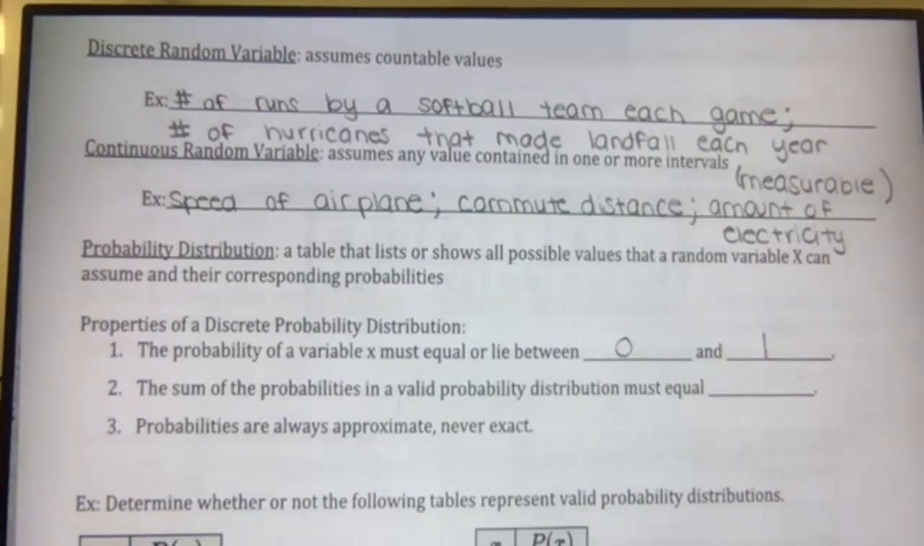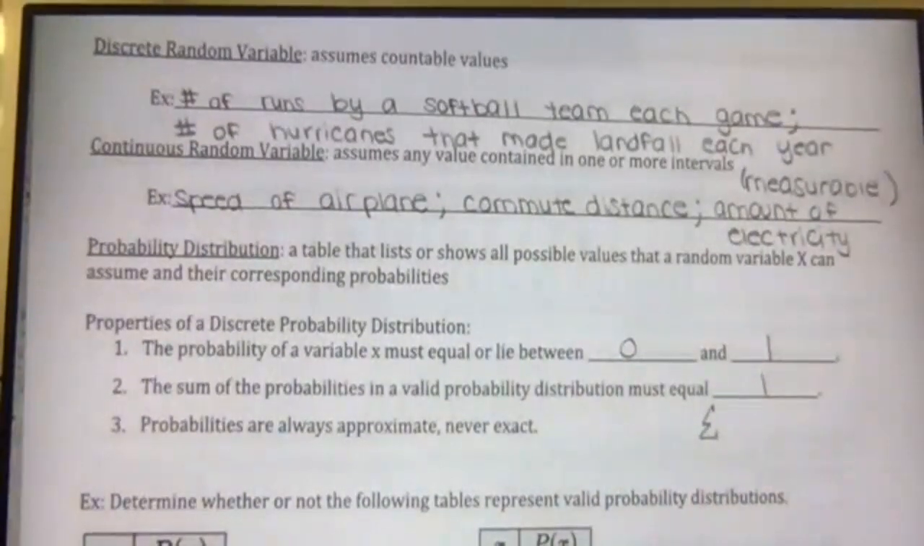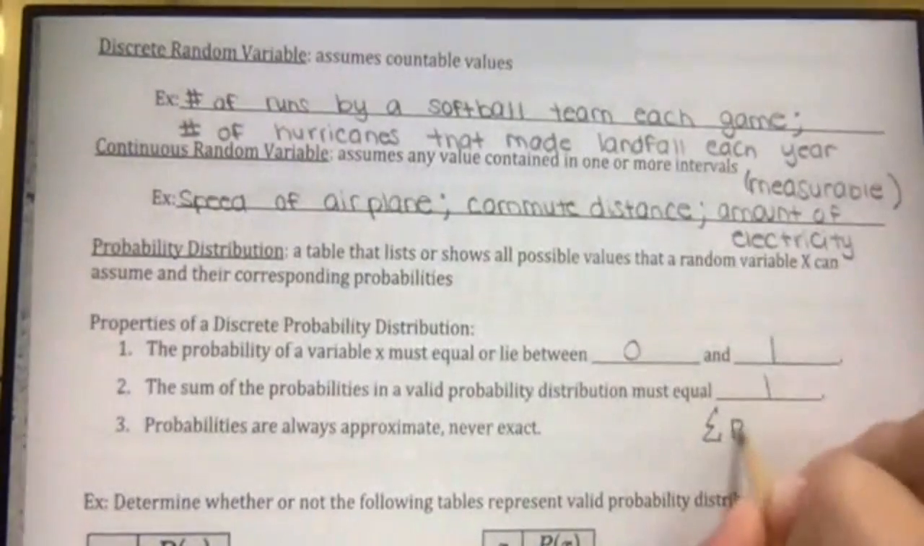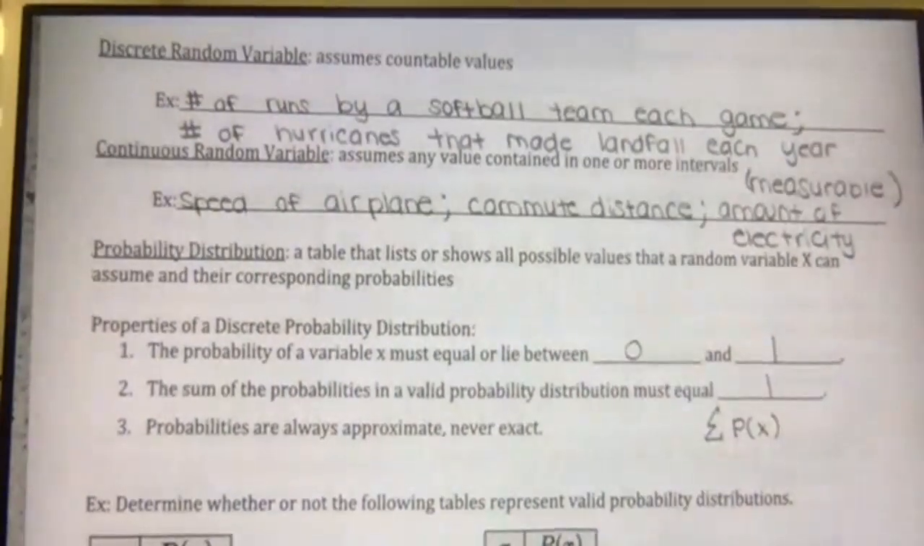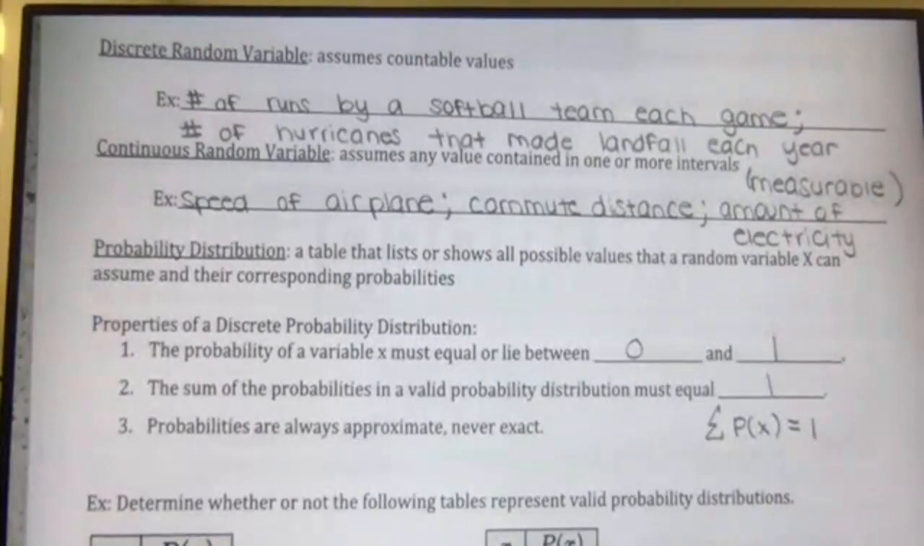Just like we talked about before for probabilities, the sum of probabilities in a valid probability distribution must equal 1. Remember that we use those symbols for that. So our capital sigma, which is kind of like our weird looking E, which means the sum of the probability. So the sum of P of X is going to equal 1. That's just our way of saying the sum of the probabilities is going to be 1. That's our way of writing that sentence as a symbol. And then lastly, probabilities are always approximate. They are never exact.